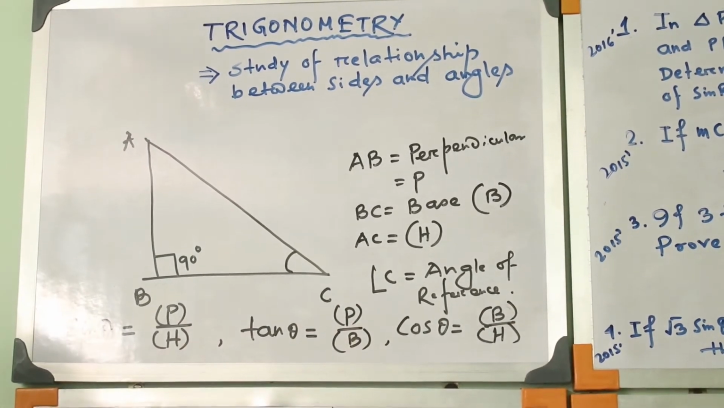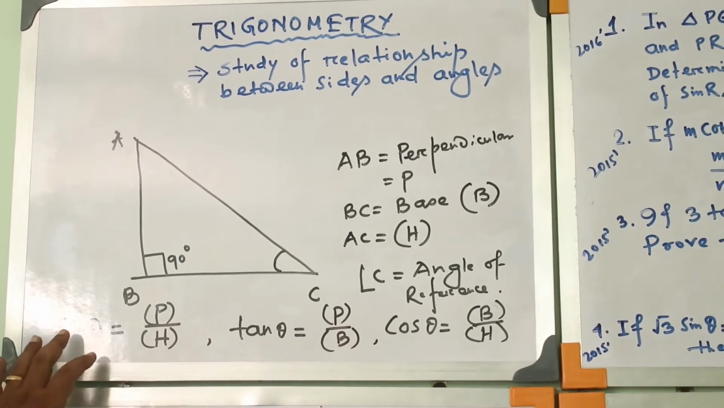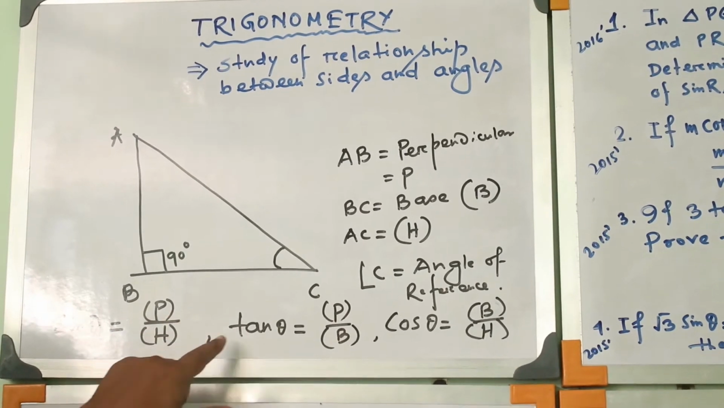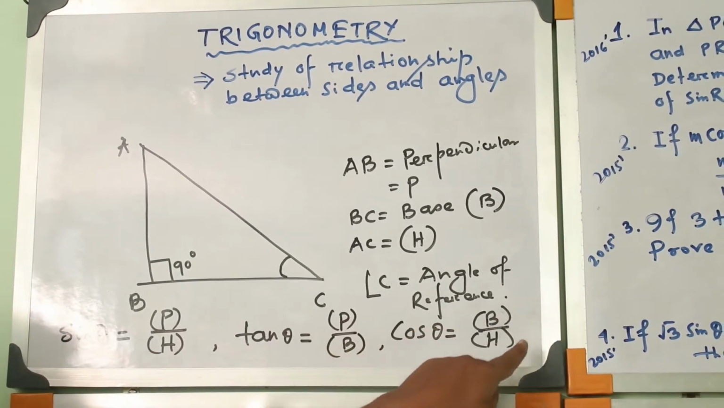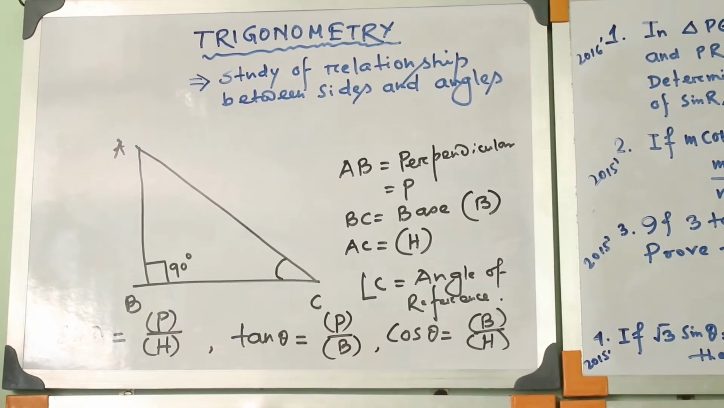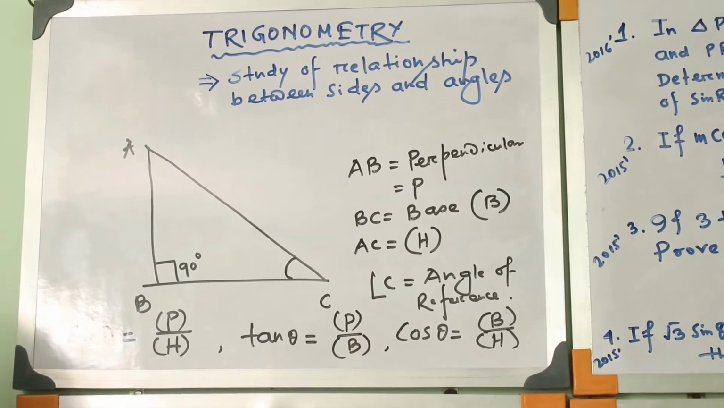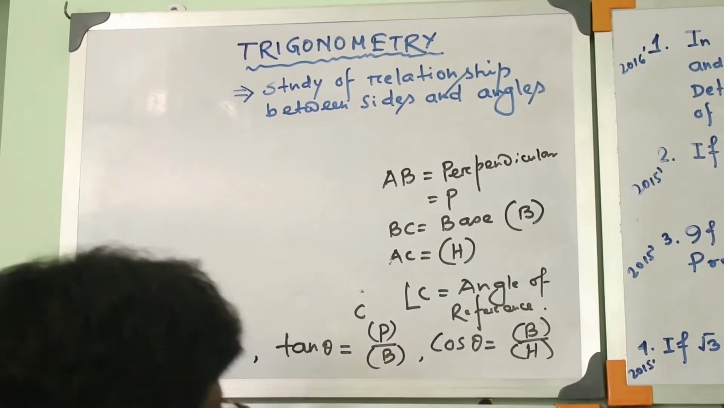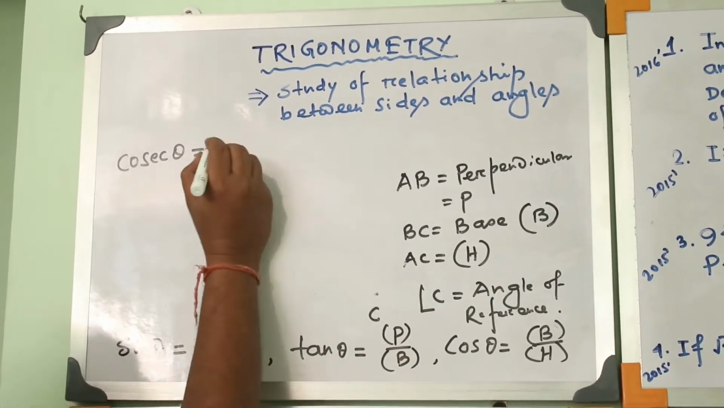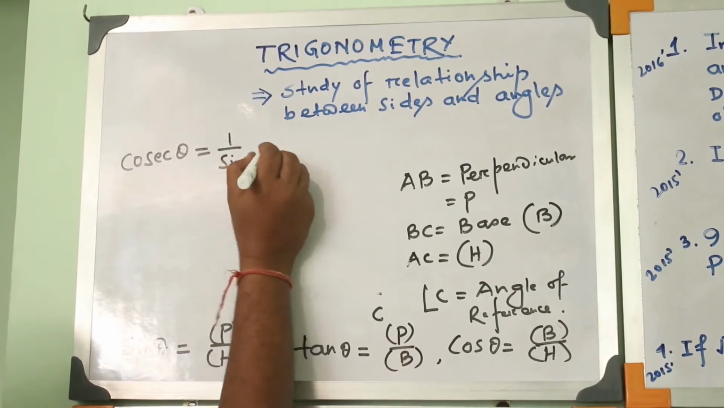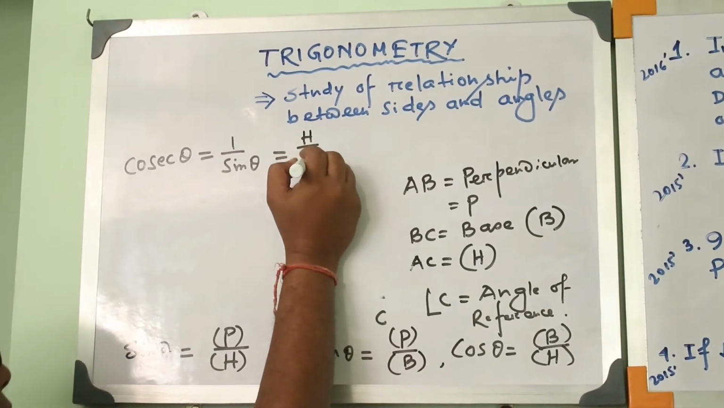If you remember three ratios, you can derive other ratios also. For sin theta, this is perpendicular by hypotenuse. For tan theta, this is perpendicular by base, and for cos theta, base by hypotenuse. So if you want to know the value of cosec theta, what is the value of cosec theta? Cosec theta is equal to 1 by sin theta. So sin theta is equal to P by H, so you can write H by P.